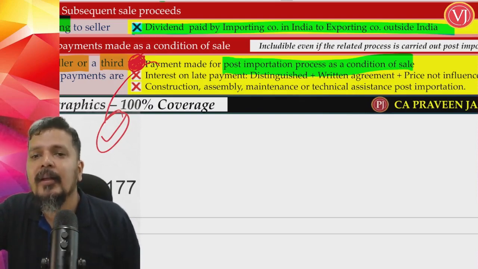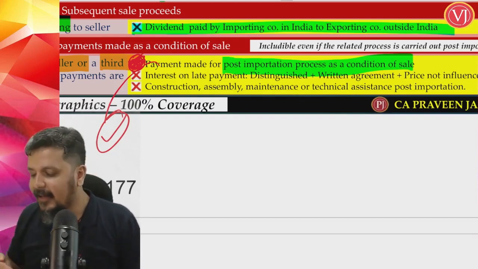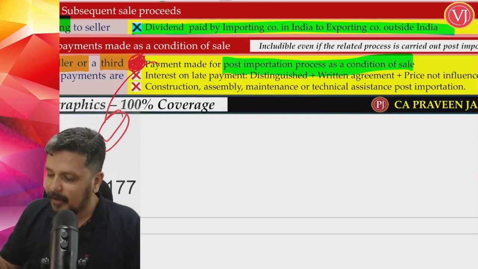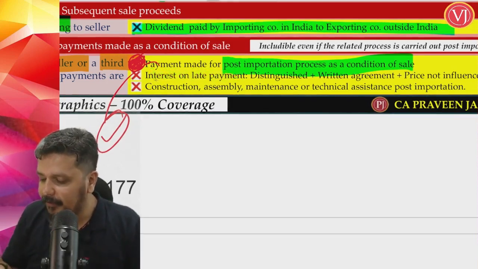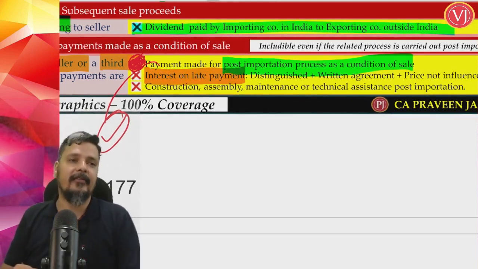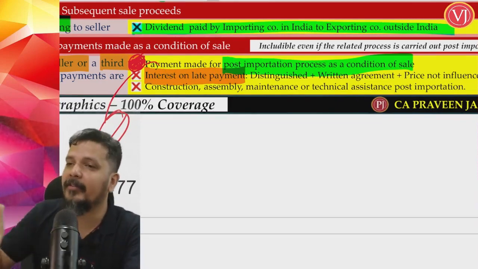20 lakhs for installation in India as a condition of sale, add it. So please change that. It has to be added. Interest on late payment, unlike your GST, will not be added if it is genuine interest. In GST, interest on late payment is added. In customs, it is not added.